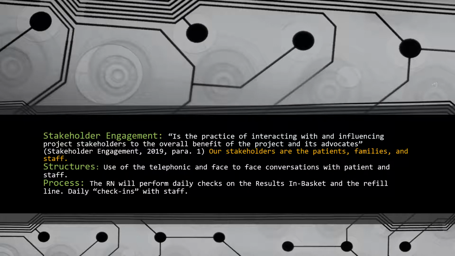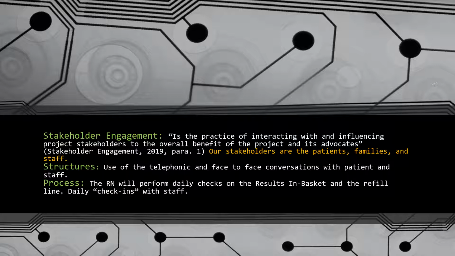And lastly, now that we've done our AIM statement, the goal is to be how we're going to accomplish this. Well, first of all, we have to know about our stakeholders. We have to be engaged with them. And stakeholder engagement is the practice of interacting with and influencing project stakeholders to the overall benefit of the project and its advocates. For us, our stakeholders are patients, families, and staff.